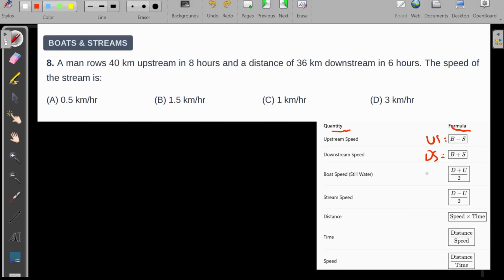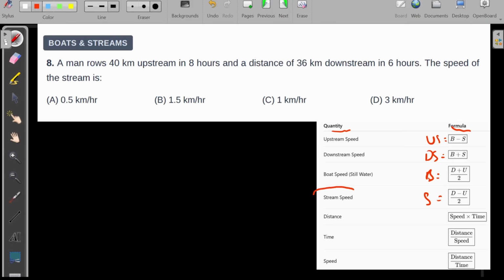What about the speed of the boat? If you want to find the speed of the boat, you can use this formula, which is the boat speed in still water, meaning it would only give me the speed of the boat, which is downstream plus upstream over 2. That'll give me the overall speed. What about the speed of the stream? Right here, S. I can use this formula, which is downstream minus upstream over 2, because we're fighting against the stream, so that's why I need to subtract.